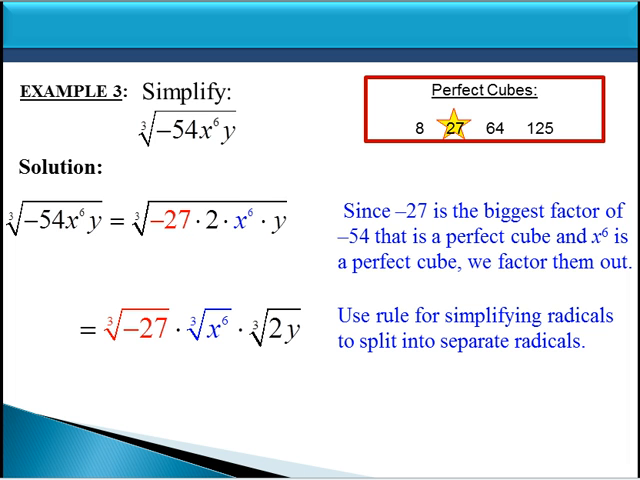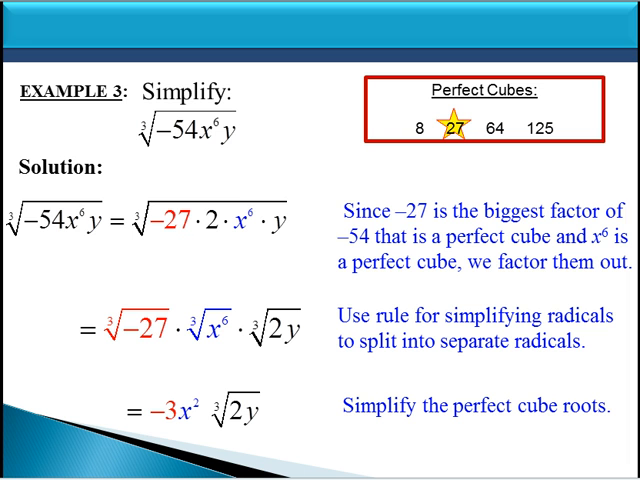Okay, so now we're going to simplify the perfect cube roots. So if 27 is 3 cubed, that means the cube root of 27 is 3. And so the cube root of negative 27 would be negative 3. Now with the x to the 6th, remember we're just dividing the exponent by the index. So 6 divided by 3 would be 2. So the cube root of x to the 6th would be x squared. So now we have negative 3x squared times the cube root of 2y.